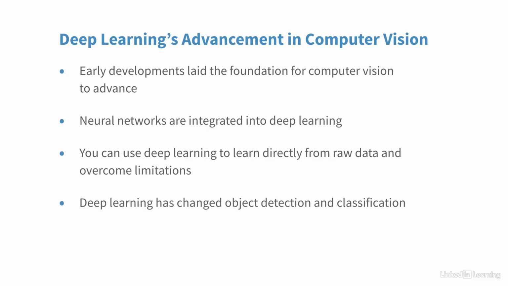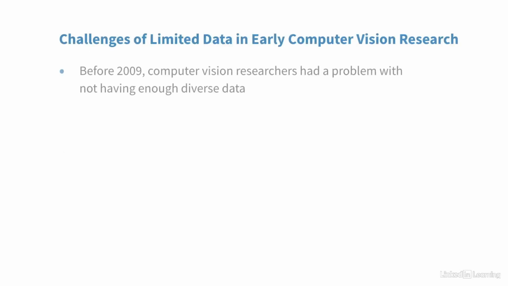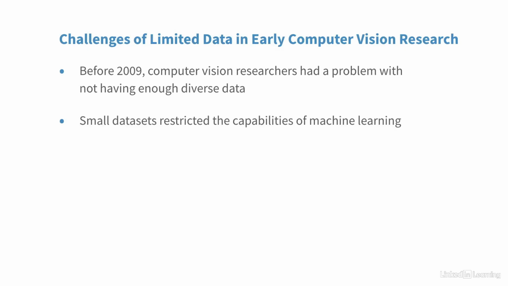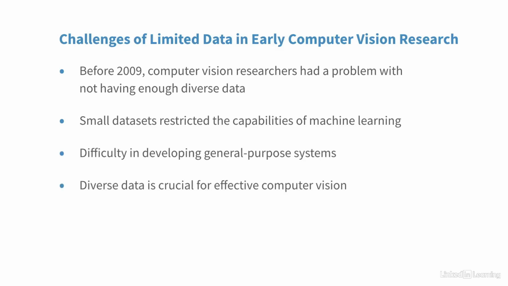The drive for further development in deep learning stems from the necessity for more advanced techniques. Up until 2009, one of the biggest challenges faced by computer vision researchers was the lack of diverse data sets. Before then, researchers used smaller domain-specific data sets for training and testing computer vision systems. This made it difficult to develop general-purpose systems.